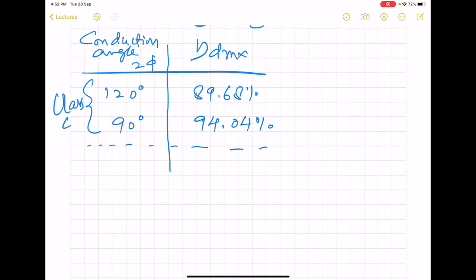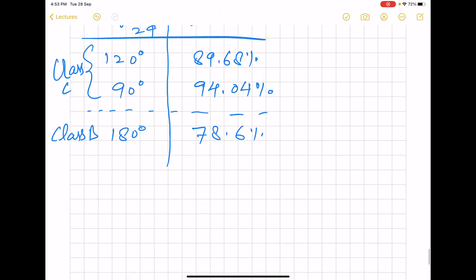So now let us take conduction angle to be equal to 180 degree. That means we want to see if this works for class B also or not. So if you take 180 degree, this will turn out to be 78.6%, which is that of the class B. And when we take 360 degree, this will turn out to be 50%.